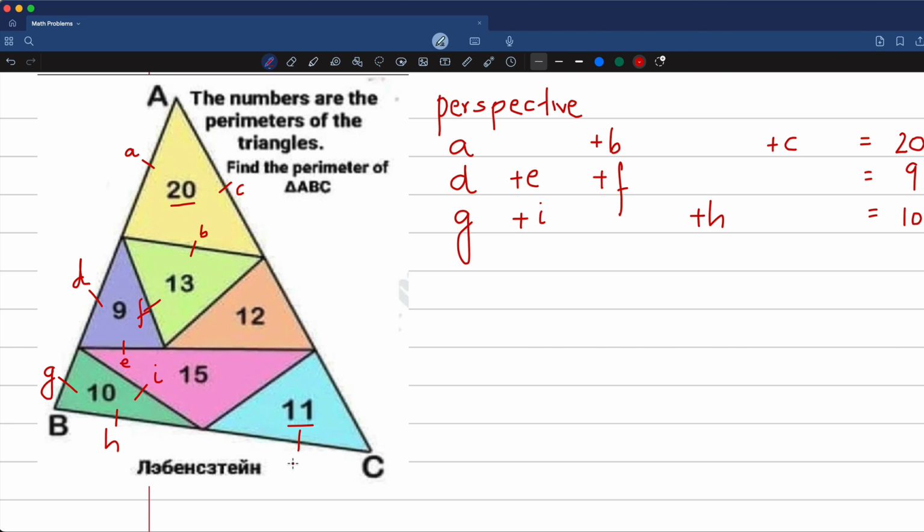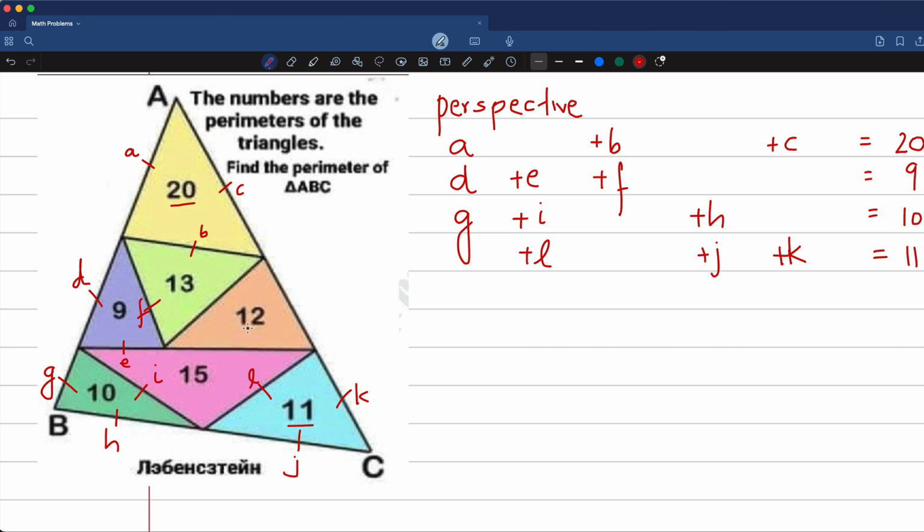So I'm just going to start with J, K, and L. So I'm going to put the J here. I'm going to put the K here. And I'm going to be putting the L here. And this together is 11.